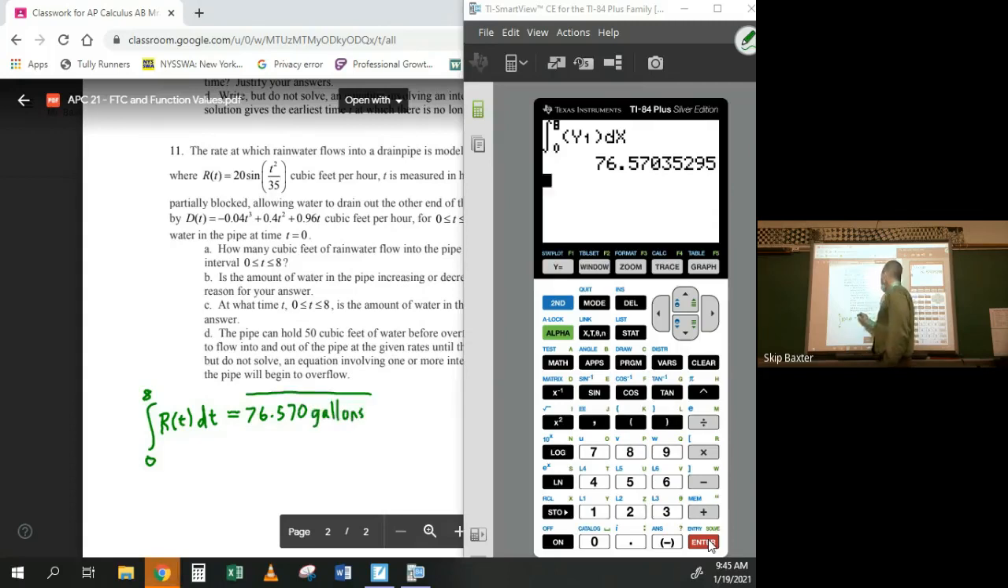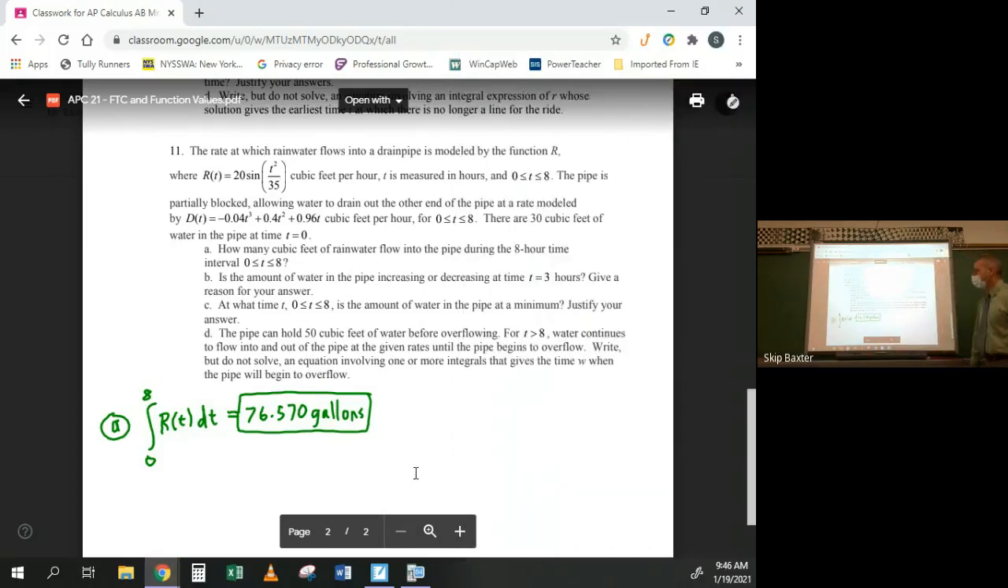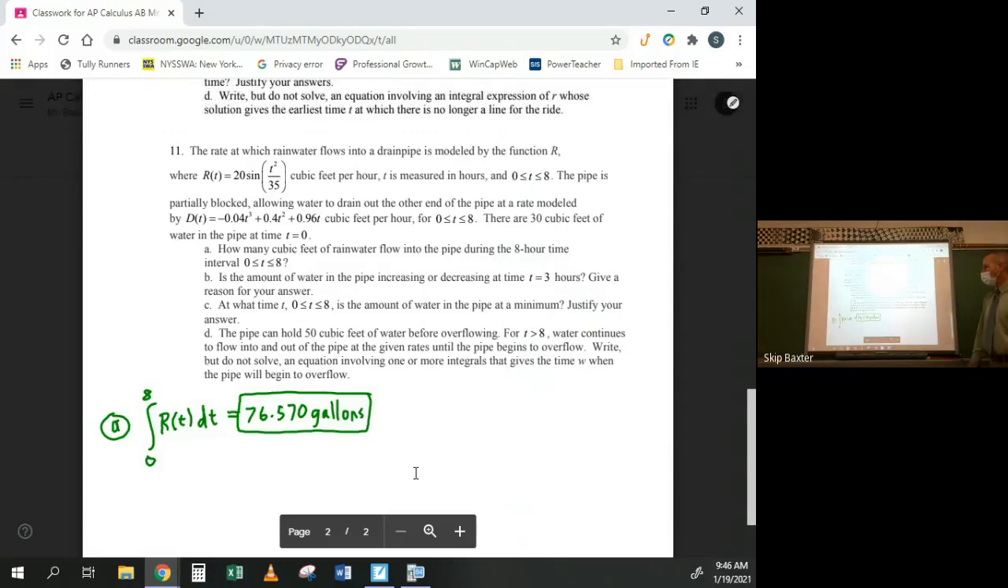That's literally all you would have to do, and you would get full credit for part A. This is an actual free response question, by the way, that I just put on this handout. Part B says, is the amount of water in the pipe increasing or decreasing at time t equals 3? How can you tell?